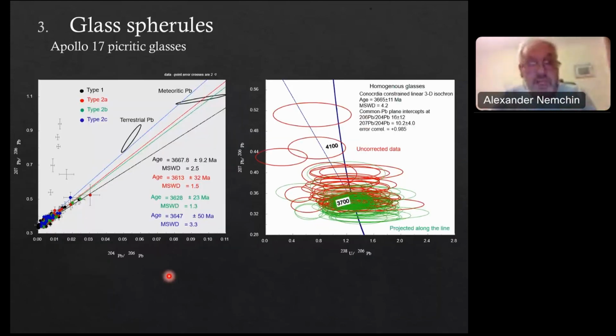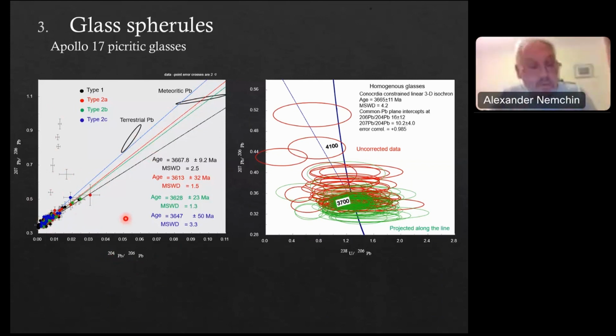Different textures, we tried to plot and analyze them separately. Again, when we look at the lead system 207/206 versus 204/206, they seem to follow a line which goes somewhere between terrestrial and meteoritic. There are a few analyses that seem to be dragged towards the initial composition, but the majority of them probably represent terrestrial contamination to some extent.